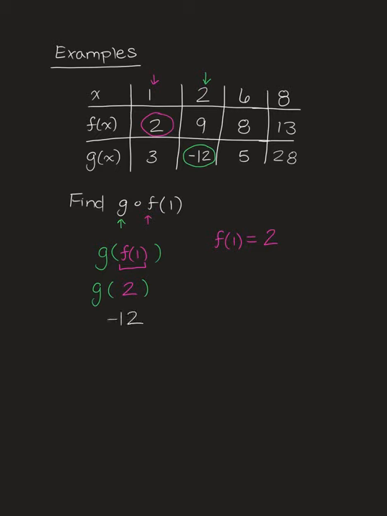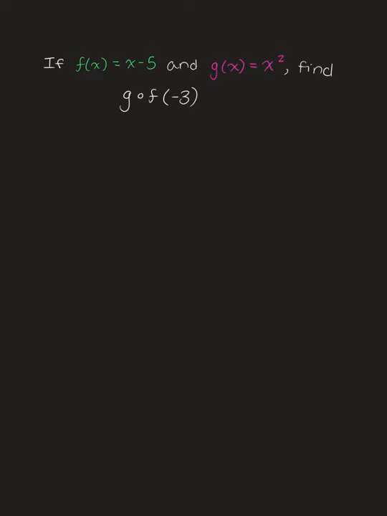Now let's look at when we're given an equation. If f of x is equal to x minus 5, and g of x is equal to x squared, find g of f of negative 3. So g of x is going to be our outside function here, and I think I got my colors backwards, but we'll work with it. So g is going to be the outside, and f of negative 3 is going to be the inside.